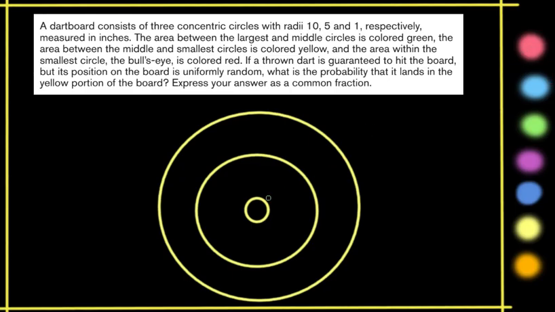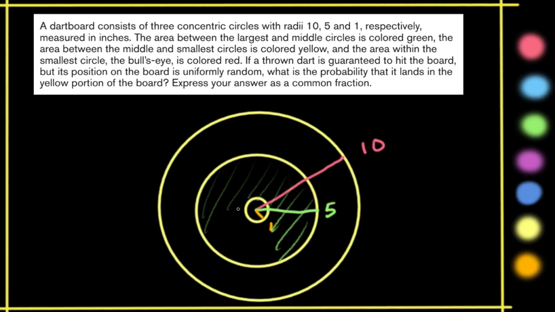So there's a radius 10. That's 10. And then there's a radius 5. And then there's a radius 1. Okay. Measured in inches. The area between the largest and the middle circles is colored green. We can do that. So we color this one green.